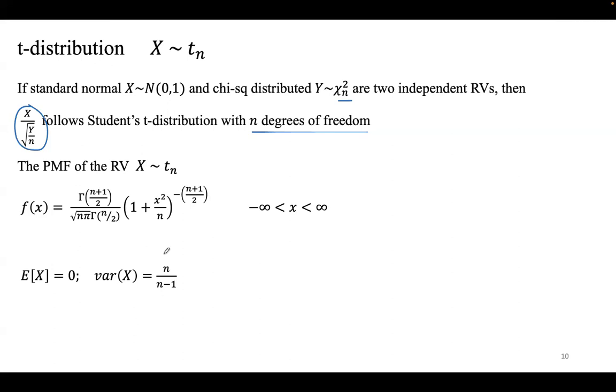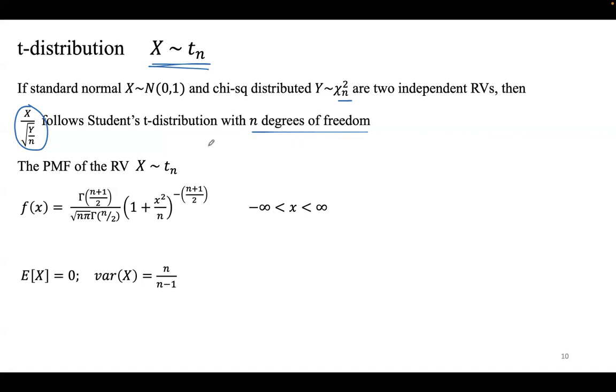n upon n minus 1. It's how it's been calculated. So if you can remember the mean and variance, that will be nice. But you don't need to remember the PMF for sure. And this is how it's denoted. Okay, so X tilde Tn. So T standing for standard, this T distribution, and n standing for the degrees of freedom, right?